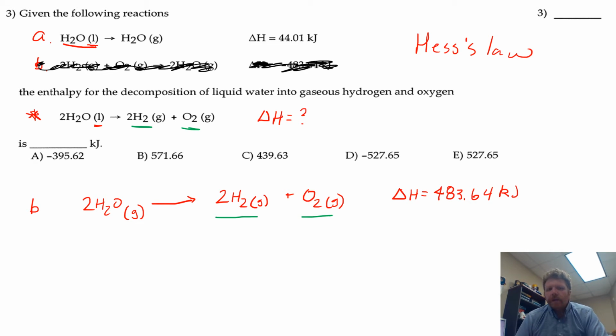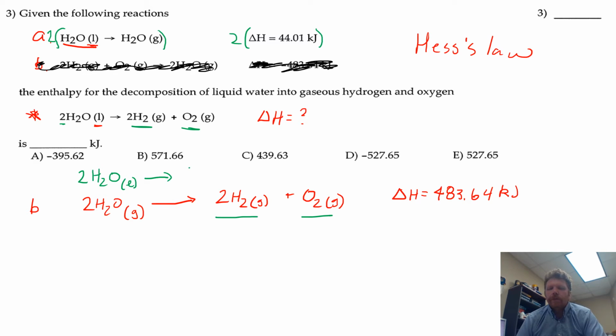The one thing that's a little bit of a problem is if you look at reaction A, do we have a coefficient out in front of that? No, we don't. So what do we need to do? We need to multiply everything here by 2. Then we put the coefficient in front of our H2O liquid, as we see in our overall reaction. When we multiply this by 2, we also need to multiply the delta H by 2.